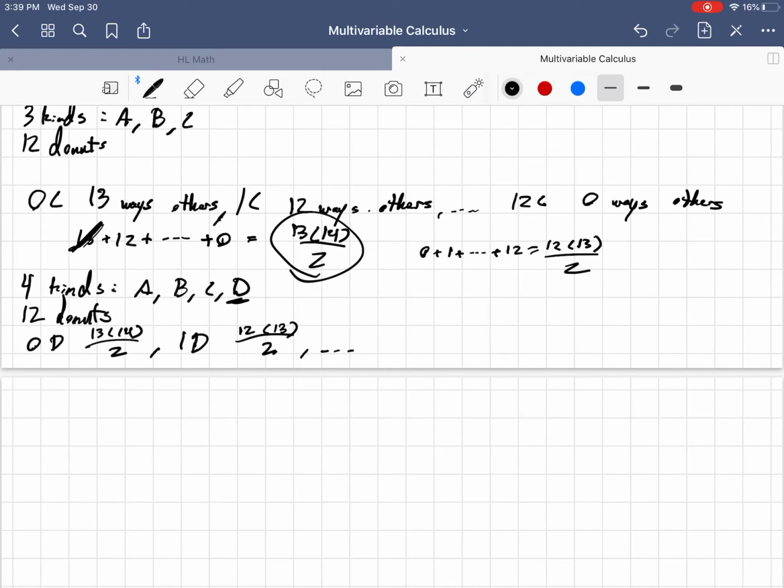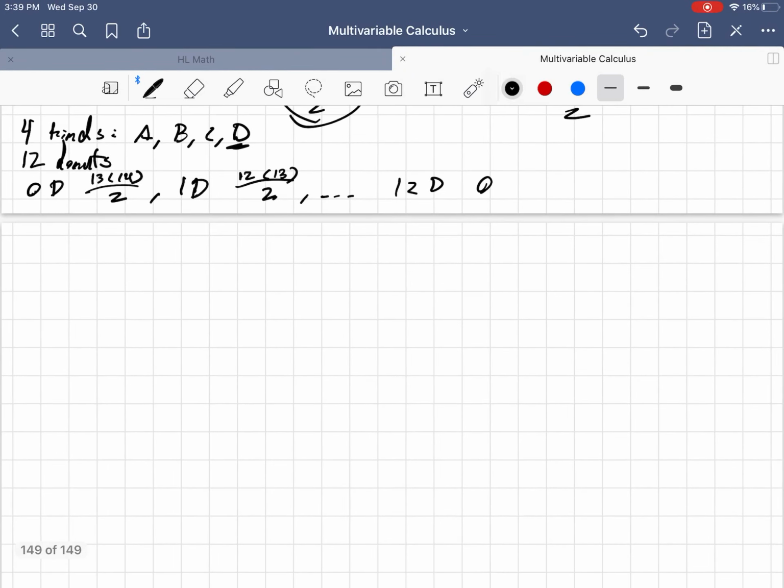Okay? And then we go so on and so forth up to 12 D donuts and 0 ways for the other donuts. And so now what ends up happening is that we need to compute this to find the total number of ways. We need to find 13 times 14 over 2 plus 12 times 13 over 2 plus 11 times 12 over 2 plus so on and so forth, plus eventually 0.